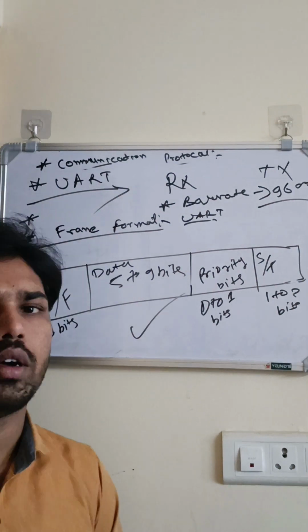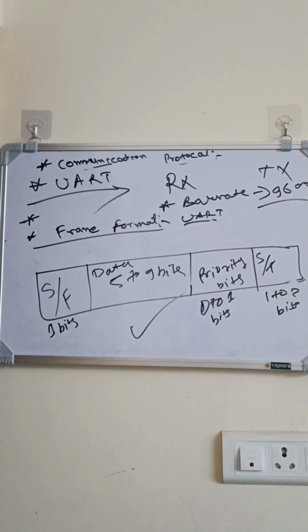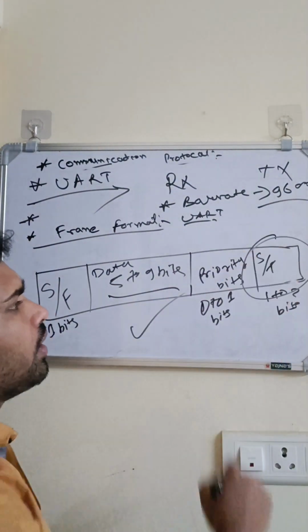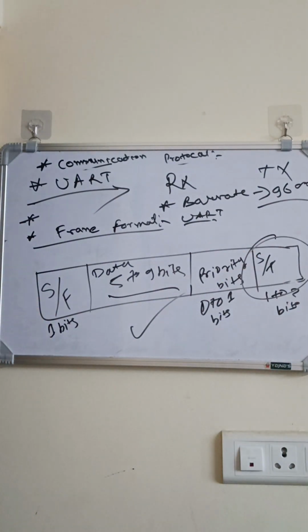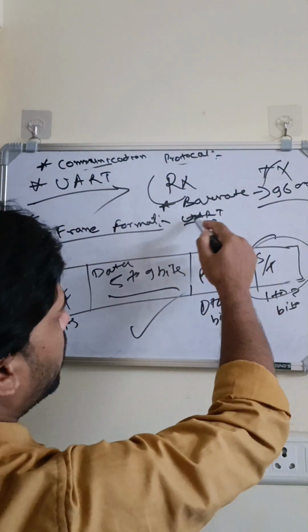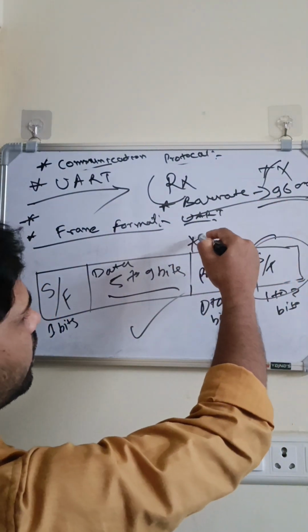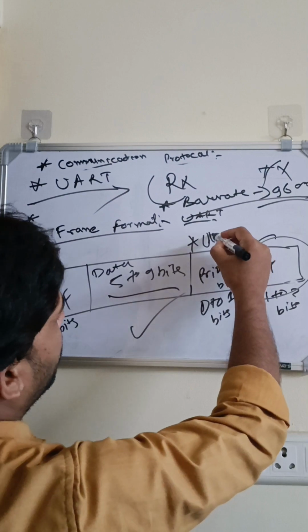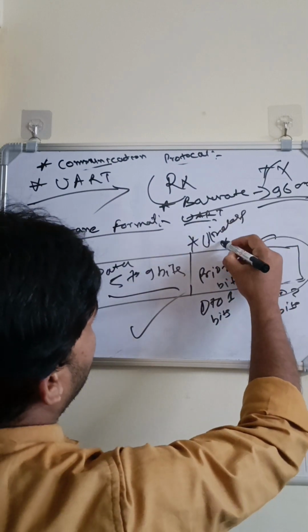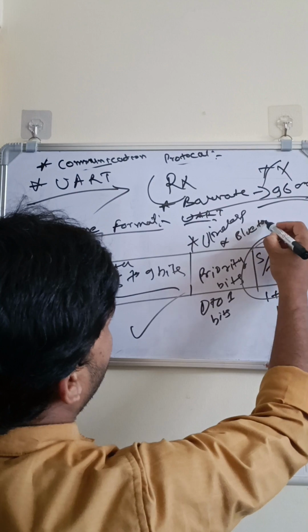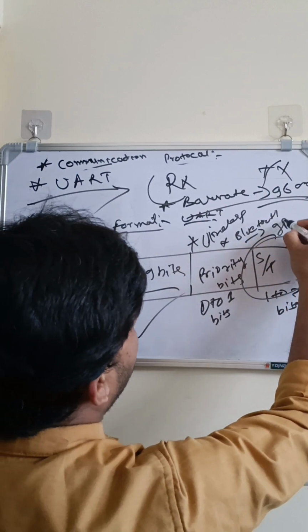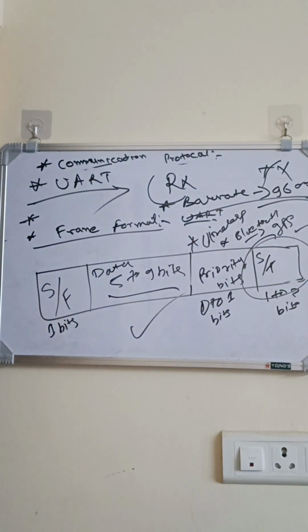It starts from the start bit that will contain 1 bit. Next is the data. It will contain 5 to 9 bits, and the parity bit will take 0 to 1 bits, and at the end of the frame you have 1 to 2 stop bits. So this is the frame format. It uses 2 pins, RX and TX. Baud rate is 9600, and the applications are wireless, Bluetooth, GPS. This is the application of UART.